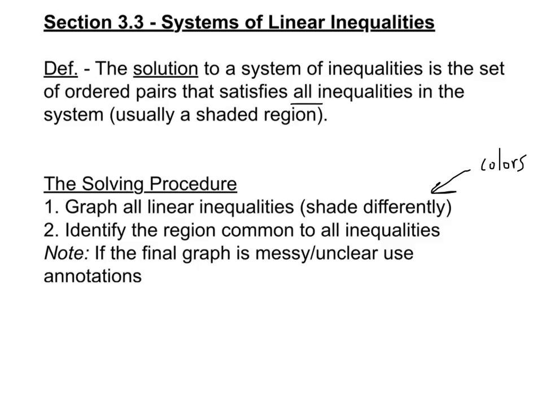Graph all of them, shading differently, whether with colors or a pattern. The second step is to identify the region that's common to all of them. The solution has to make all the inequalities true. And if your final graph is messy or unclear in any way, you can use annotations. You can draw an arrow to a space and say, this is a dashed line, and make it very clear to the reader, even though there might be some messy marks on the page, what is going on there.